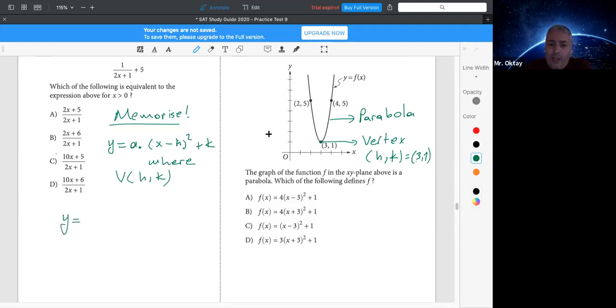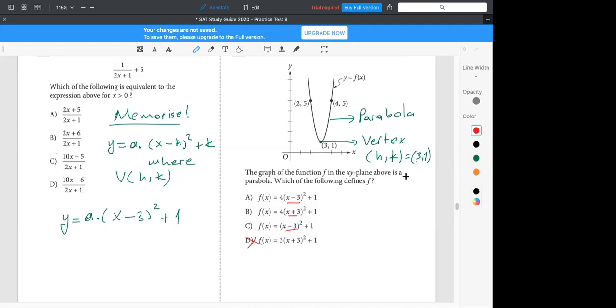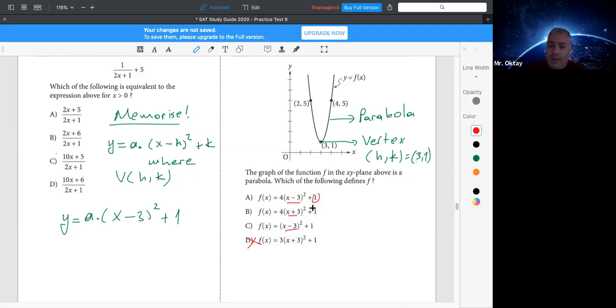So what could be the equation of this parabola? A times (x minus h), h is 3, squared plus k, k is 1. Now use elimination. First of all, it must be x minus 3. So we have A, B, C. Till here, do you have any question? No. So k is 1, it's okay. Now the problem is, what is A? We don't know A now, right?